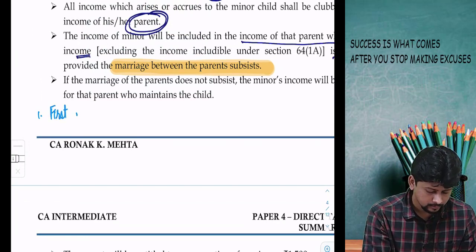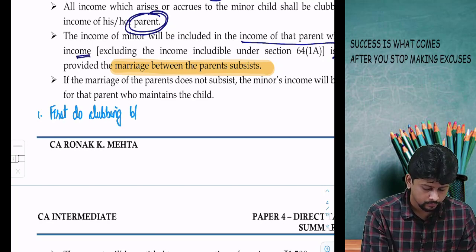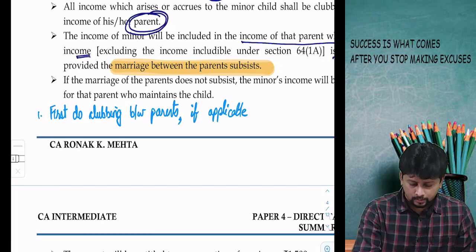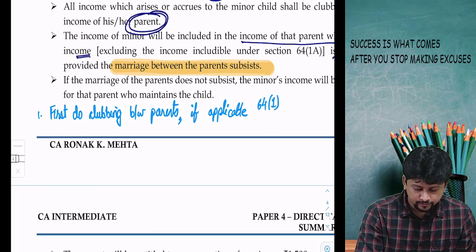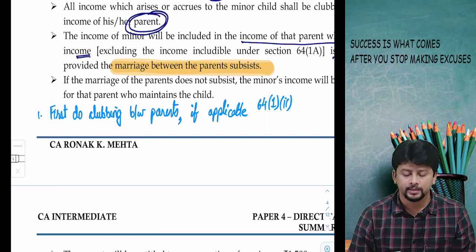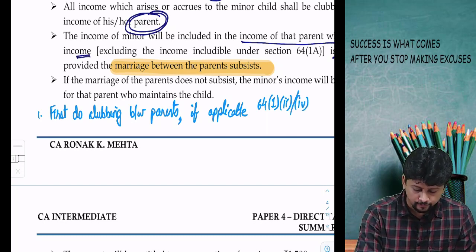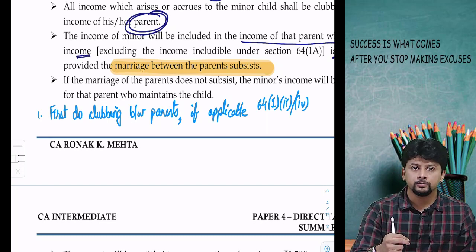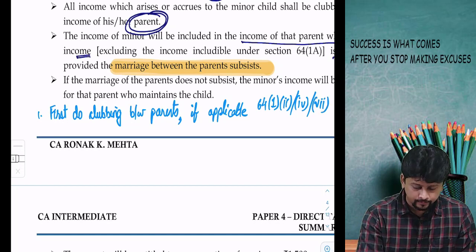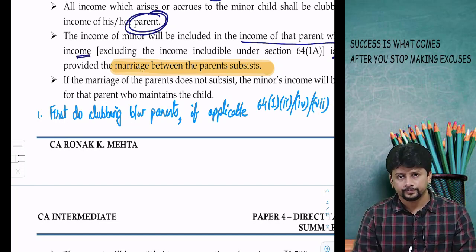Here the small thing to mention, I am sure you guys remember, first you must do clubbing between the parents if it is applicable, which means I am talking about 64(1)(ii), substantial interest, no technical knowledge but deriving remuneration; 64(1)(iv), asset gifted to spouse and spouse is deriving income out of it; and 64(1)(vii), indirect version of 64(1)(iv).